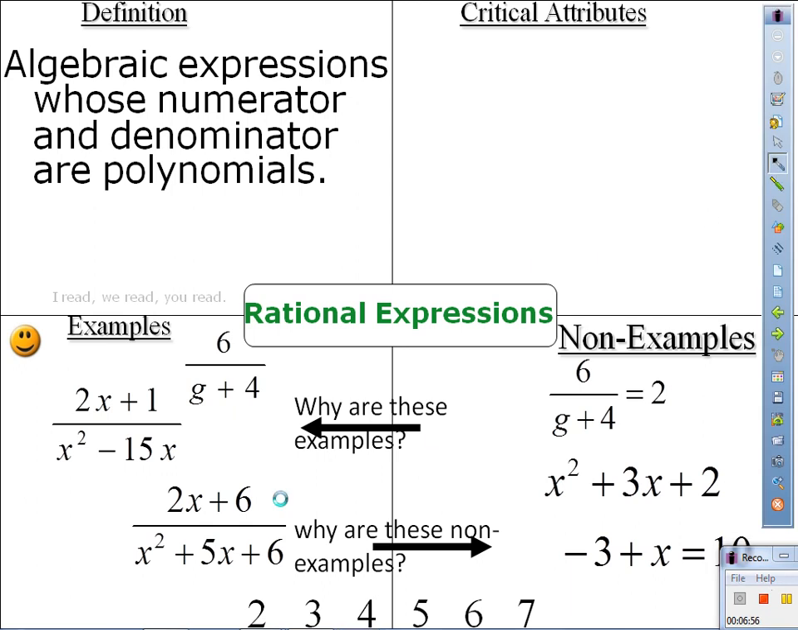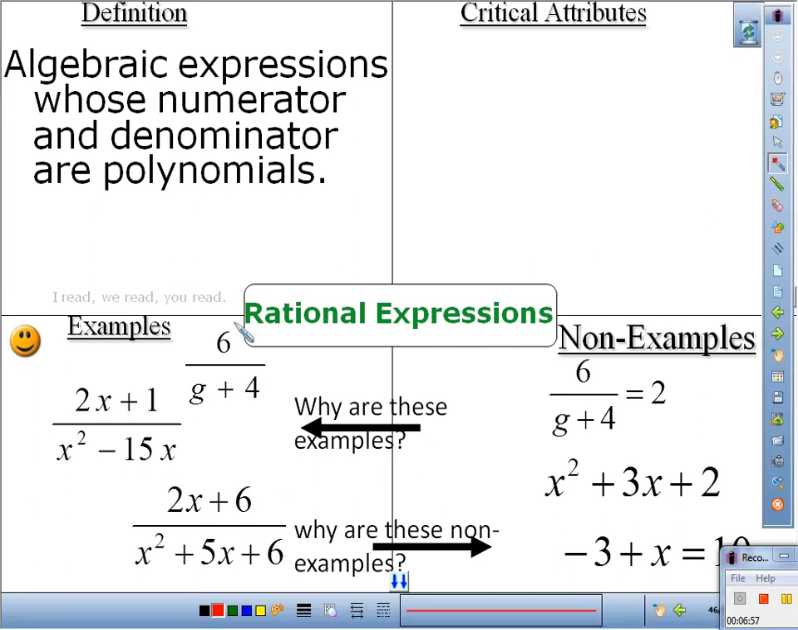So let me start with this first one right here. Let's see if it's true. This number right here, is this a polynomial? Yes. What's the degree? It doesn't have a variable, so it's 0 degree. That means it's a constant. How many terms does this have? 1. So it's a monomial. So this is a constant monomial.